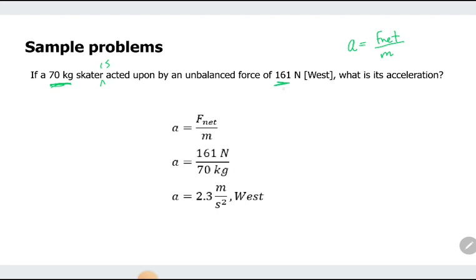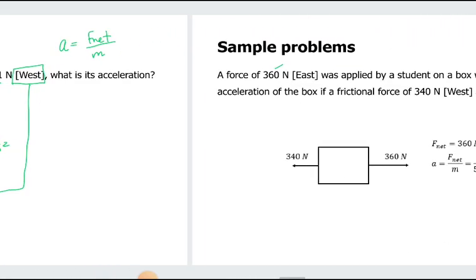So 161 Newton is our force, and 70 kilogram is our mass, obviously. So this is just a matter of dividing the two. Ano po? 161 divided 70 is 2.3. Newton, again, is kilogram times meter per second squared. You will get to cancel the kilograms, and you will be left with meter per second squared. So whatever the direction of the net force is, or the unbalanced force is, that is also the direction of your acceleration. Okay, that's just direct substitution.